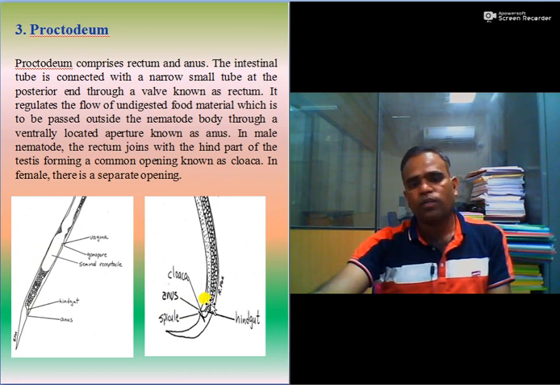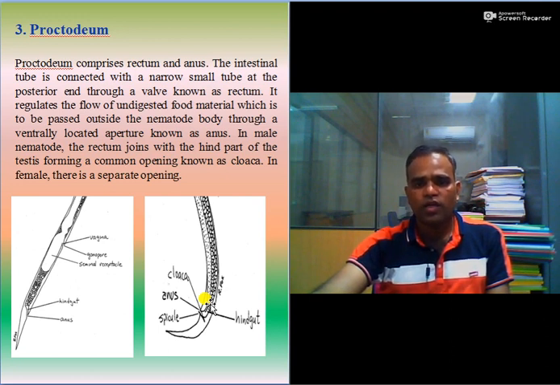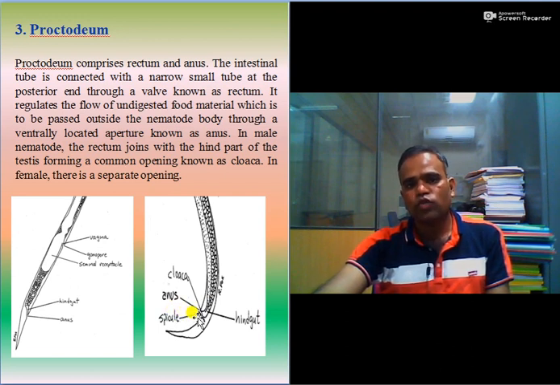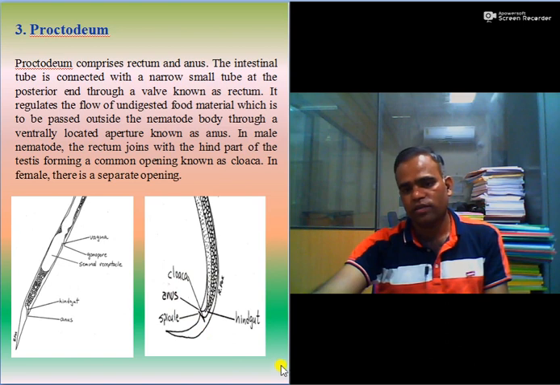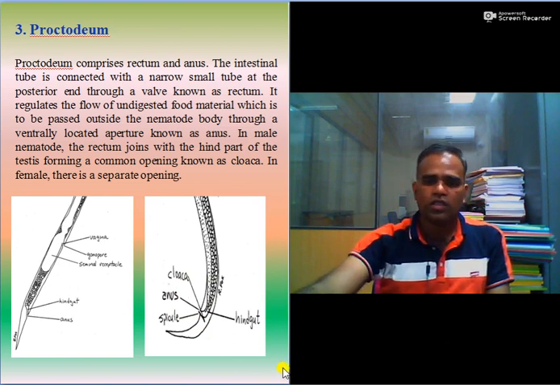It regulates the flow of undigested material, which is to be passed outside the nematode body through a ventrally located aperture known as the anus. In the male nematode, the rectum joins with the hind part of the testis, forming a common opening known as the cloaca. So we have already discussed this cloaca. So this is all about the proctodeum.